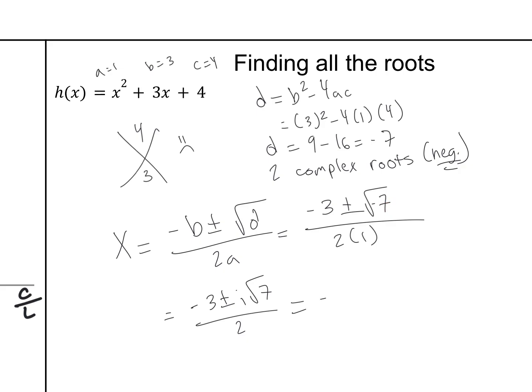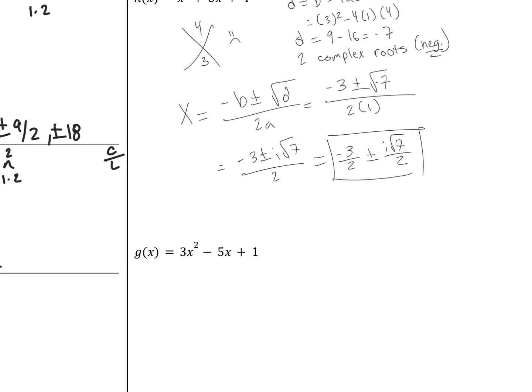From here, I just have to separate the real from the imaginary. That means that this is the real part of the root, and this is the imaginary part of the actual root. Again, complex roots come in pairs. So you have the positive part of this root and then the negative. That's why it's plus and minus.